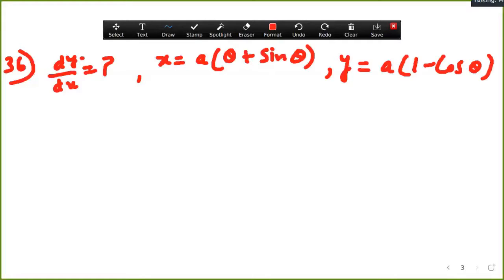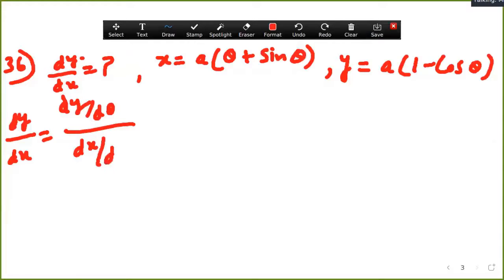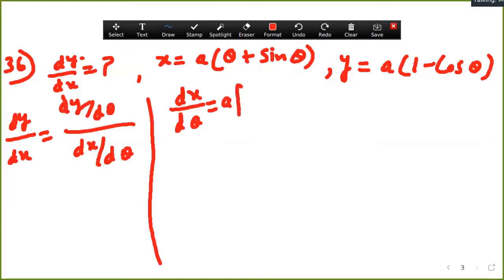First of all, you have to get the formula. What is the formula? Dy upon dx is equal to dy upon d theta upon dx upon d theta. Okay, you have to put the value. First of all, dx upon d theta you have to calculate. A is constant outside. The derivative of theta with respect to theta is 1, plus sine theta, derivative is cos of theta. This is the derivative dx upon d theta.